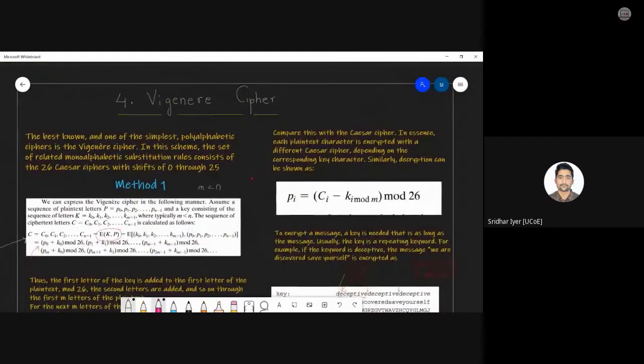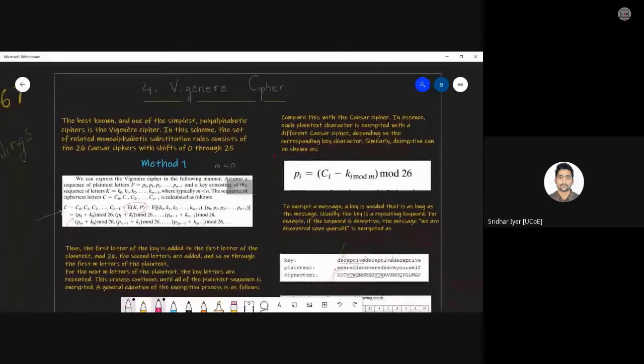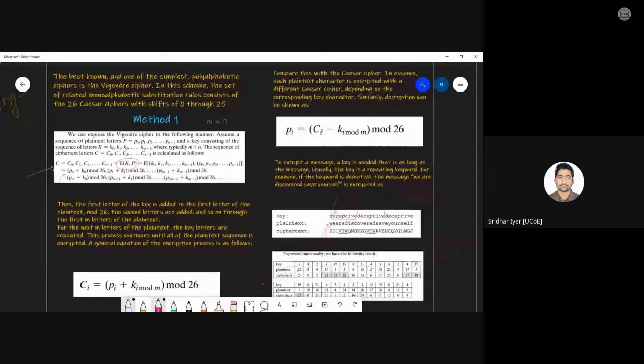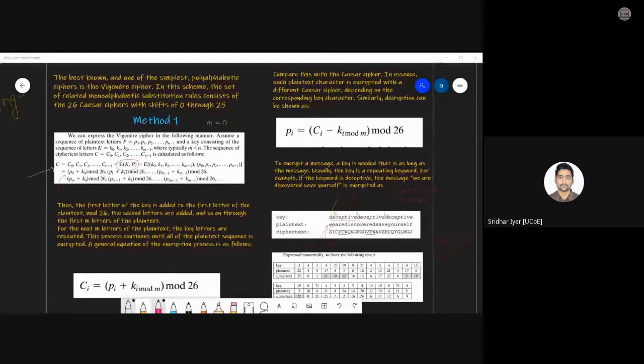Although it looks difficult, but it is not so. It is a very intuitive kind of a model. So this is what we call as a Vigenère cipher. And this is how we solve it using the method number 1. So any doubts with this?